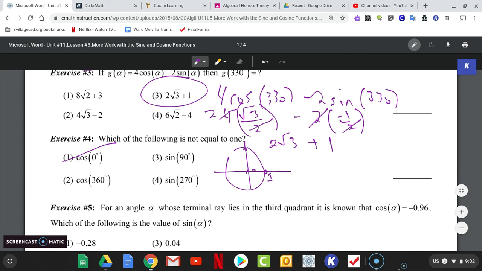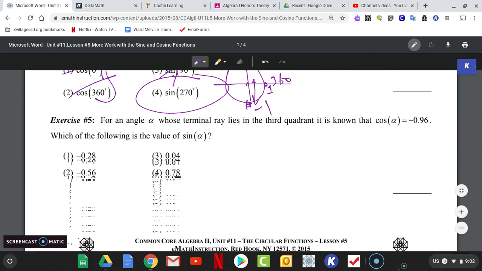Well, the sine of 90 is right there. What's the y value at 90? 1. So that's equal to 1. The cosine of 360 is right there. It's the same thing as the cosine of 0, right? Same thing. That's not it. 270 is right there. The sine of 270 is negative 1. That's not equal to 1. So there's your answer.